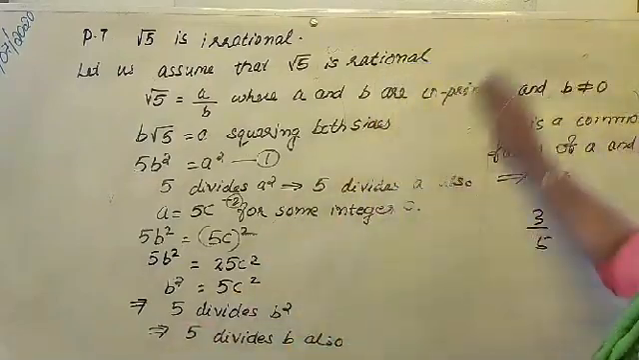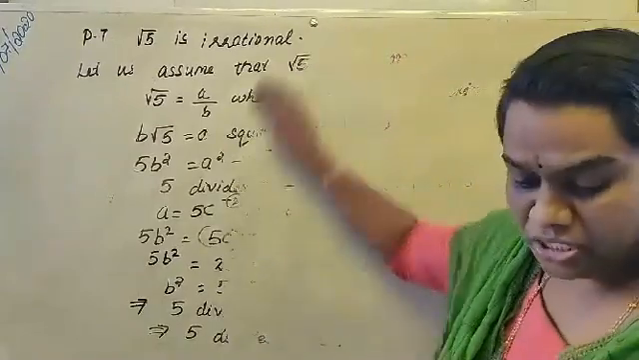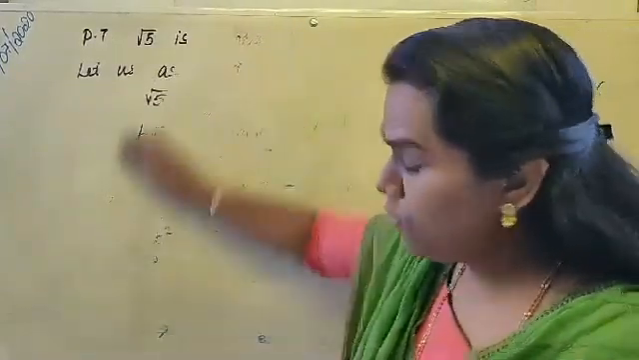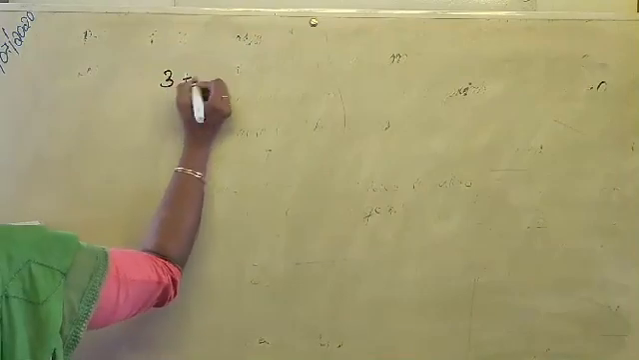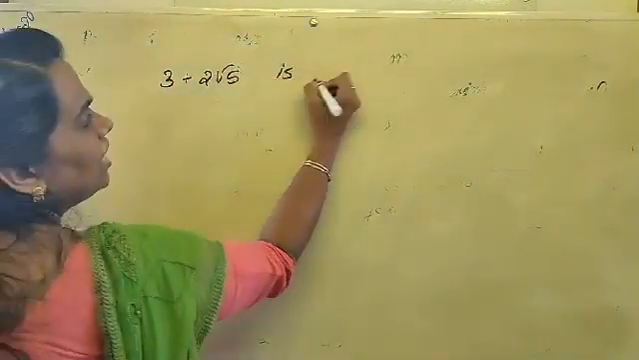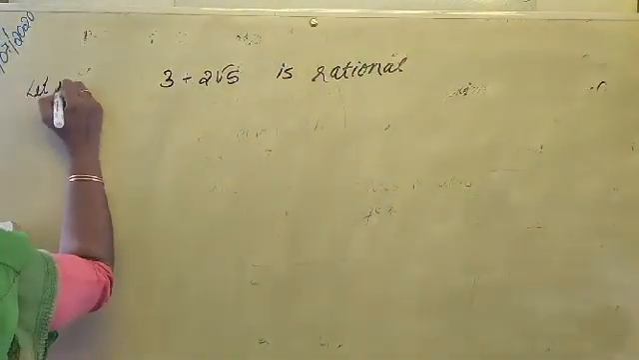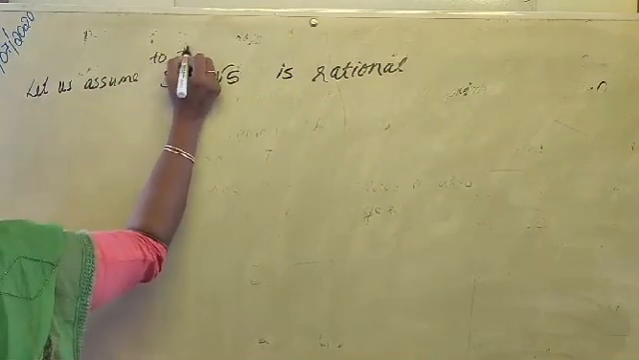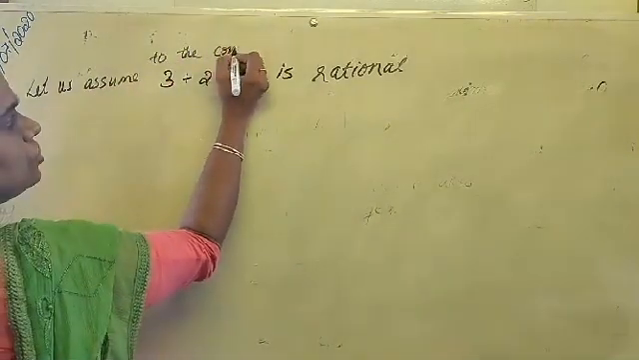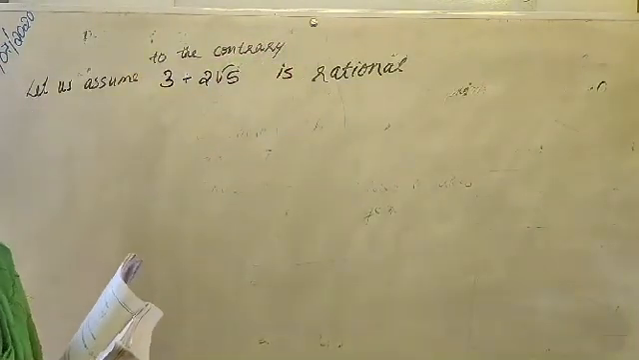We are using the same method, the method of contradiction, here also. What are we going to prove? We are going to prove 3 plus 2 root 5 is irrational. Same method. We assume that 3 plus 2 root 5 is rational. We have to assume this. Let us assume to the contrary. Contrary means opposite. Let us assume to the contrary that 3 plus 2 root 5 is rational.